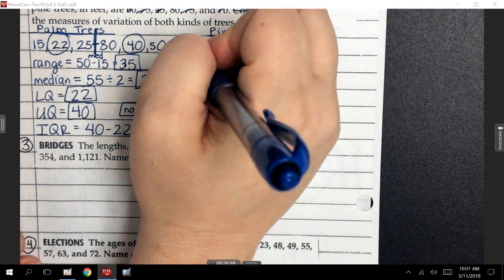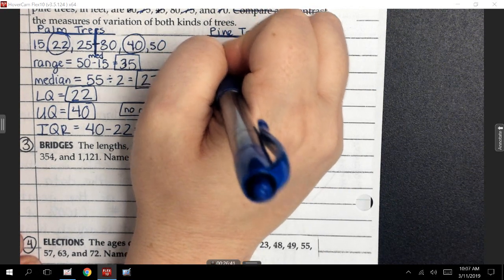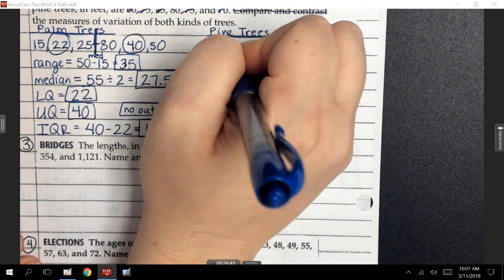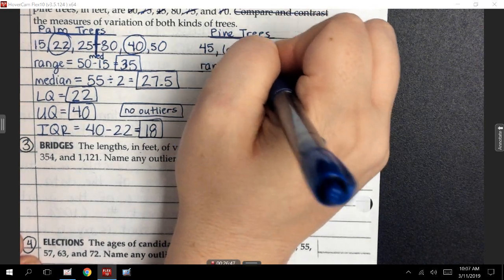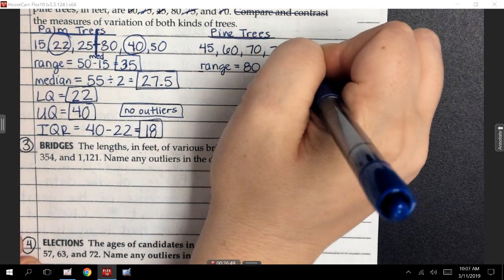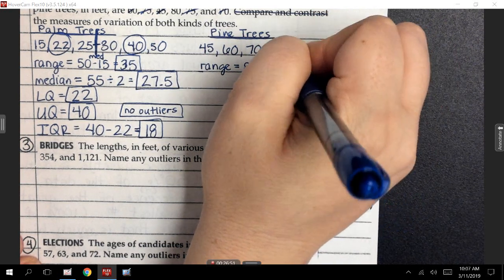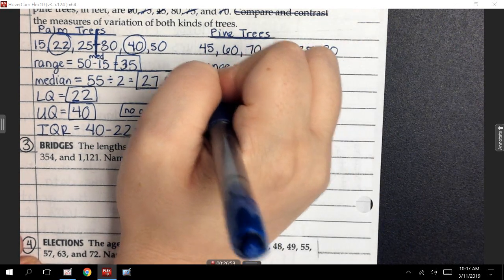All right, let's look at our pine tree. So we're doing the same method here. So let's do our range. How am I going to find my range? Malachi. Awesome. 80 minus 45, which equals 35. I'm going to go ahead and speed us up a little bit.